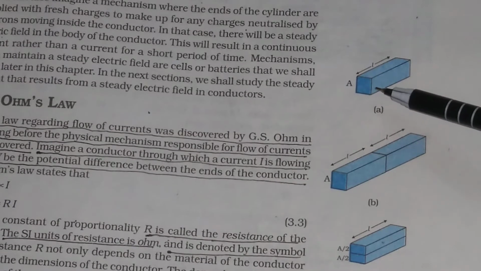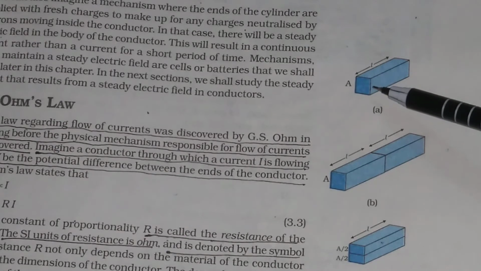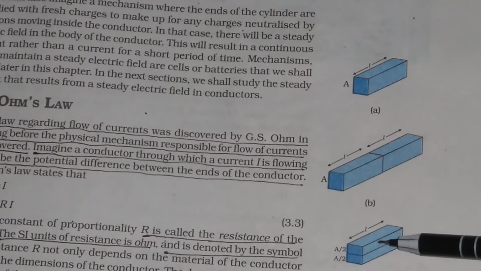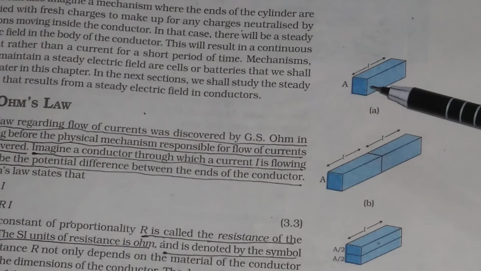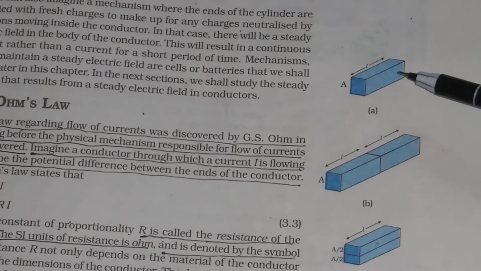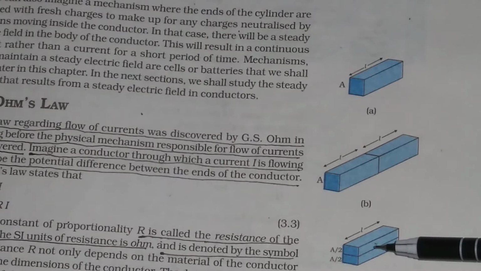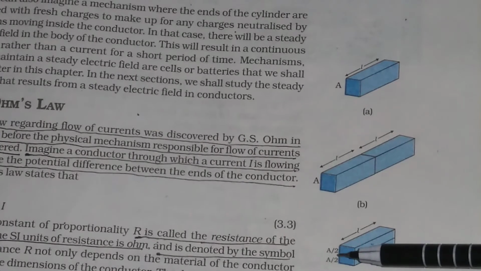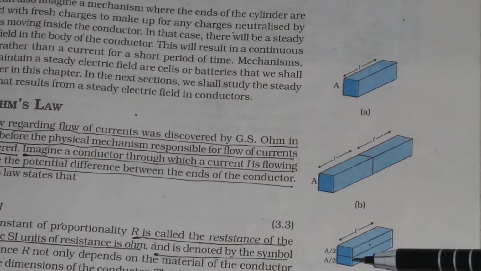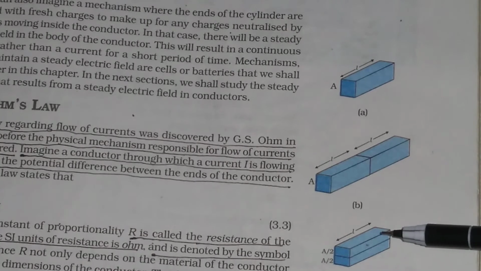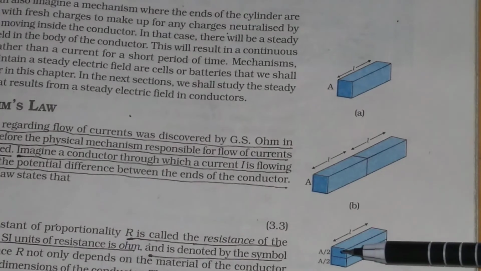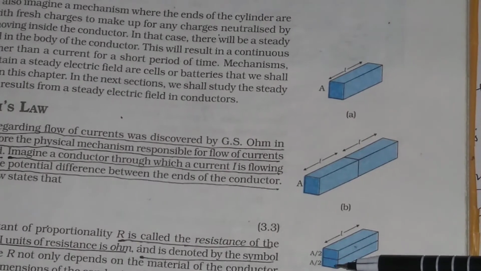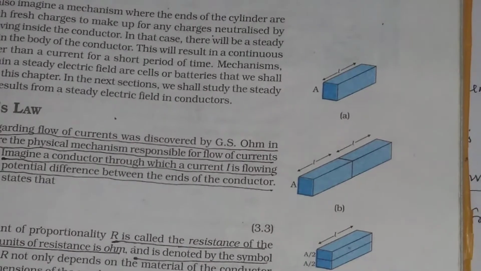Now divide the slab into two halves by cutting lengthwise. Okay, the shape will be like this. So you have divided the slab into two halves by cutting lengthwise and place the two halves, each having area A by 2, but the length of each slab is equal to L. Here the area of cross section will be A by 2.